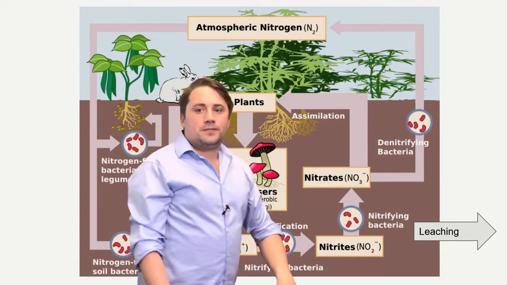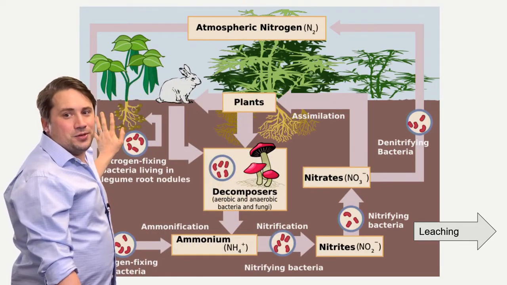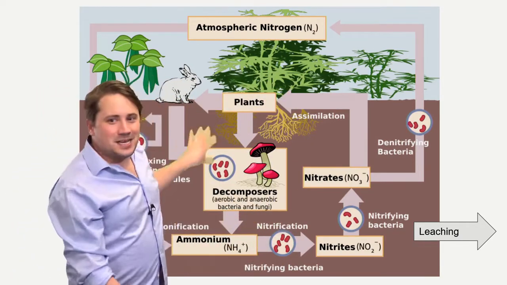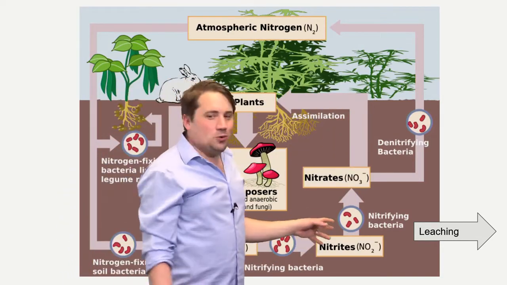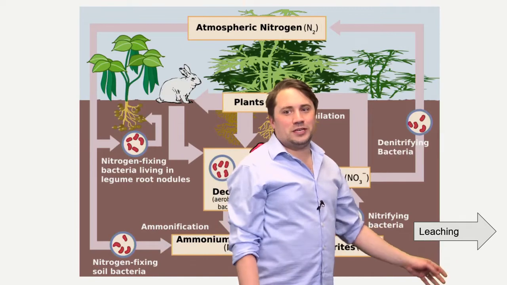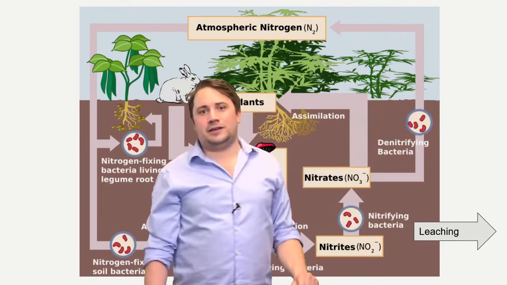So one way in, fixation. A lot of ways it can cycle around while it's in the biological nitrogen cycle. And then two ways out of the biological cycle, either through leaching or through denitrification.